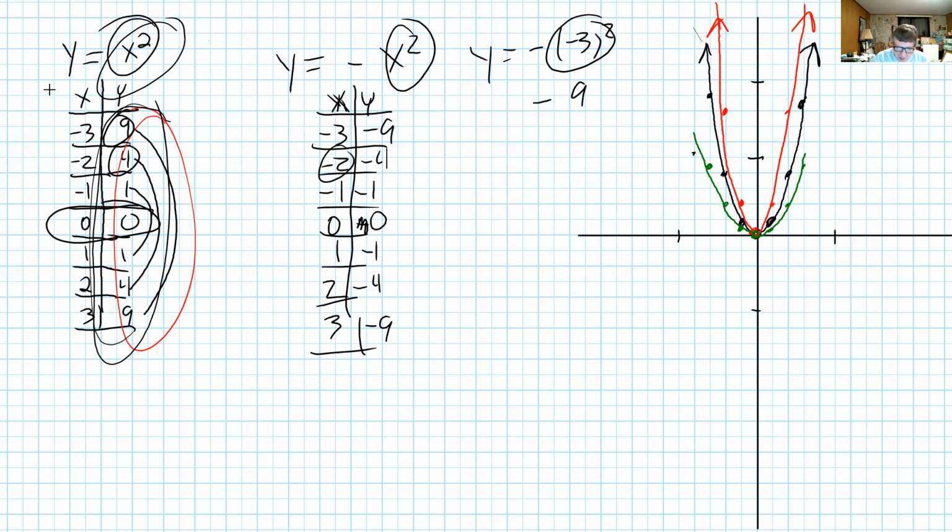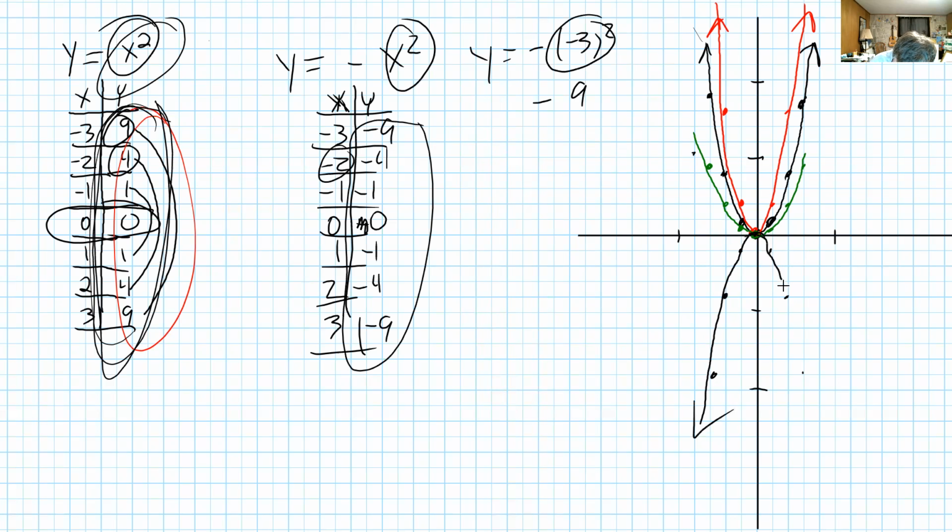So now all my y values are the opposite of what they were for x squared. So y equals negative x squared. What does that look like? Well, let's see here. -3, -9. -2, -4, -1, -1, 0, 0, 1, -1, 2, -4, 3, negative. Oh, we get a parabola that opens downward.